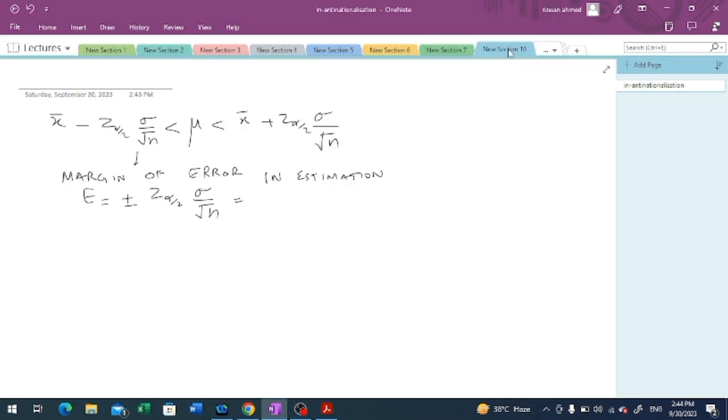That's 1.79, I believe. So minus and plus 1.79. Now, how do we interpret this? To understand the interpretation of this particular term, what we refer to as margin of error in estimation, we need to understand what we are looking for and what we are getting.